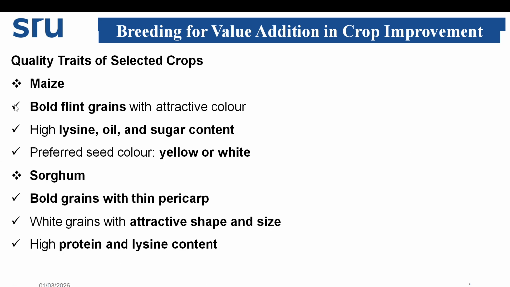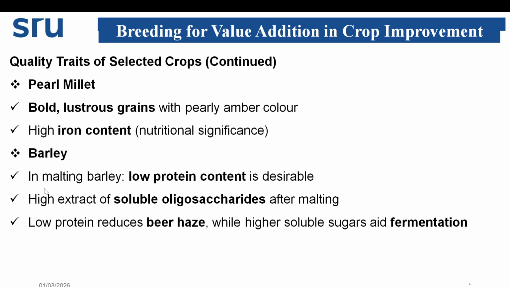Then next crop is maize. Bold flint grains with attractive color, high lysine, oil and sugar content. Preferred seed color, that is yellow or white. Sorghum, bold grains with thin pericarp, white grains with attractive shapes and size, high protein and lysine content. Next, pearl millet. So bold, lustrous grains with pearly umber color, high iron content, that is nutritional significance.